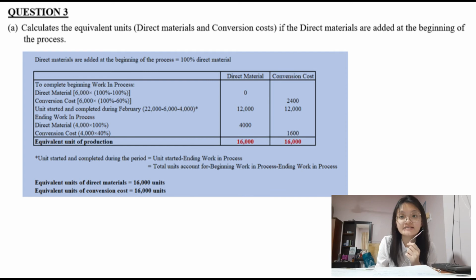Okay. So we just use the answer that we calculated just now. For the direct material, we use 12,000 plus the 4,000 units. So the equivalent unit of direct material will be equal to 16,000.